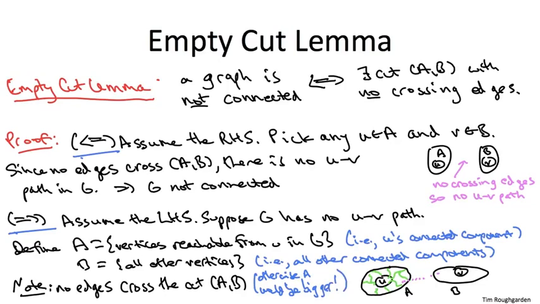Assuming the graph was disconnected, we have exhibited a cut, A, B, with no crossing edges. So that wraps up the first of our 3 facts, and in fact the most difficult of our 3 facts about cuts in graphs. And again, what does the empty cut lemma say? It gives us a new way of talking about whether or not a graph is connected. So it's disconnected if and only if there's an empty cut. It's connected if and only if there are no empty cuts. So that's the key point from this slide. Let's now knock off the other 2 facts we're going to need.